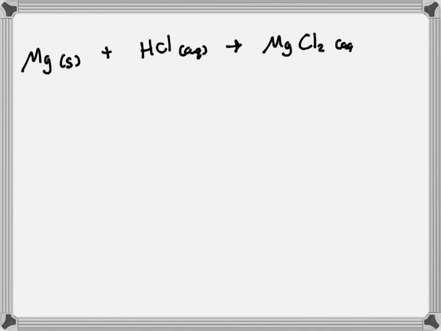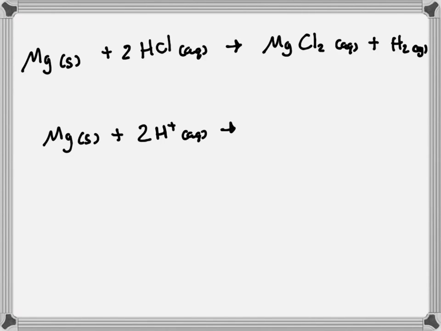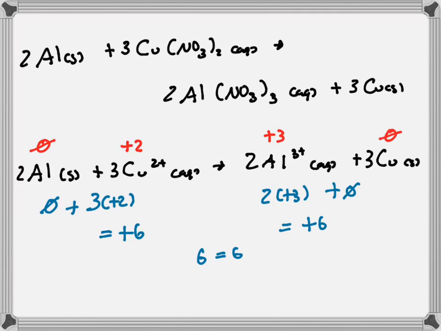Magnesium chloride and hydrogen gas. Then we need to balance it with a 2 in front of there. Okay? So my net ionic equation here would be solid magnesium plus 2 hydrogen ions, giving me magnesium ion plus hydrogen gas. Okay? All right, let's do one more.